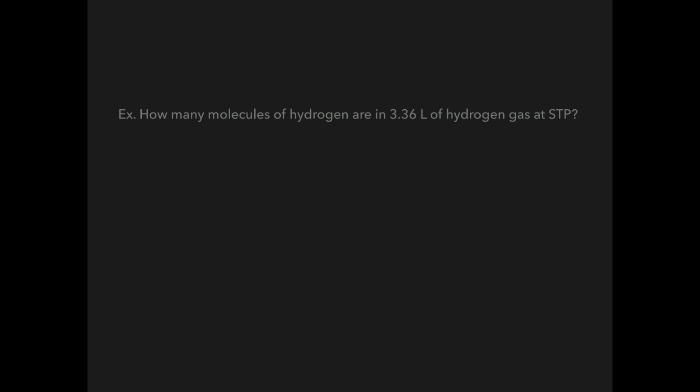It says how many molecules of hydrogen are in 3.36 liters of hydrogen gas at STP. So my given here is 3.36 liters. Because I want to get into molecules, remember I first have to go into moles. So I'm going to put liters on bottom to cancel them out, moles on top. Then I'm going to keep going because I don't want to stay in moles, I want to get into molecules. So I'm going to put moles on bottom and molecules up top.